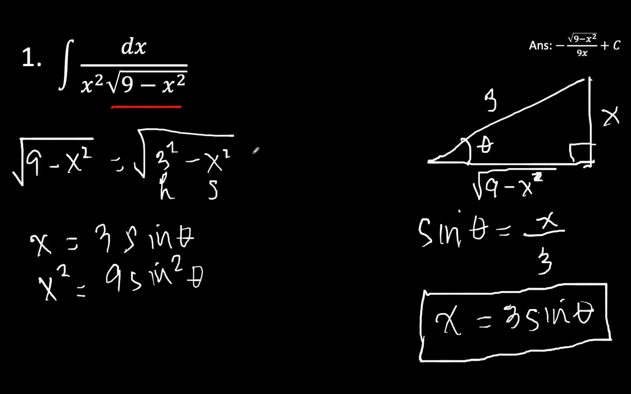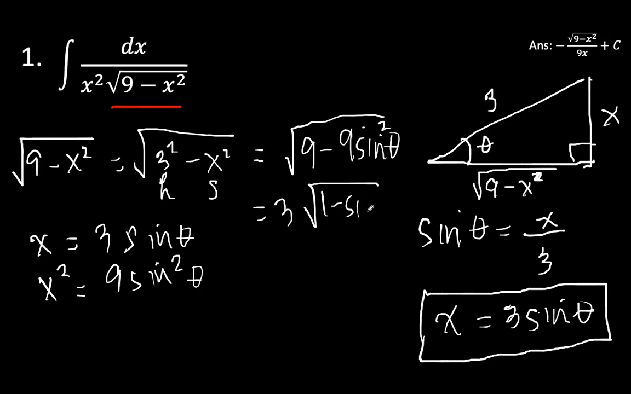So we have 9 minus what is x squared? X squared is equal to 9 sine squared theta, right? So this becomes 3 square root of 1 minus sine squared theta, which is equal to 3 square root of cosine squared theta using the Pythagorean identity. And this is 3 cosine theta, correct?